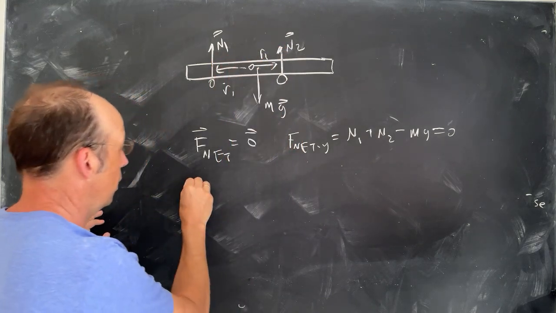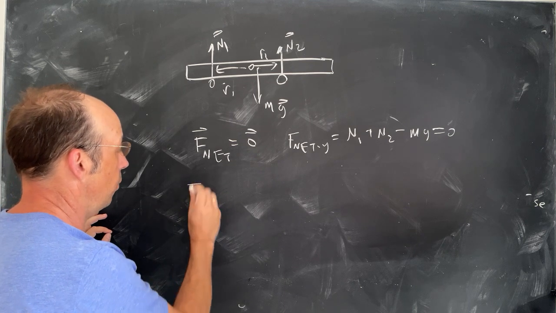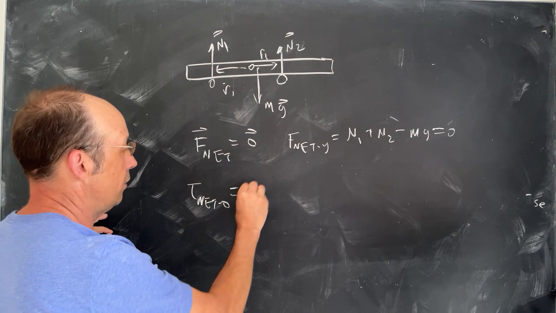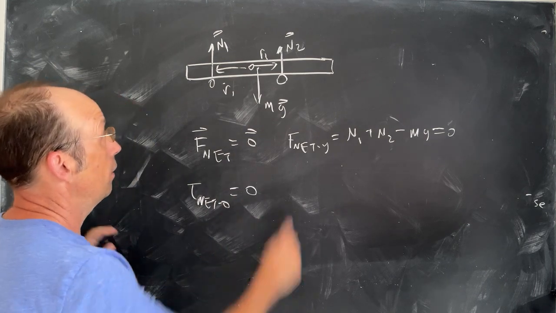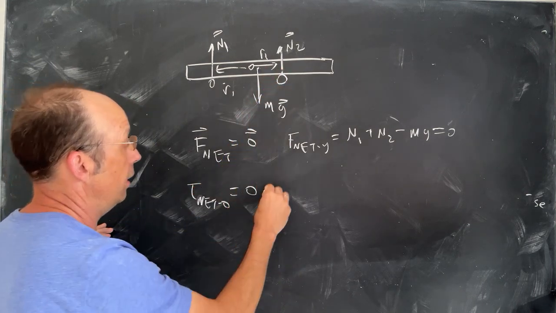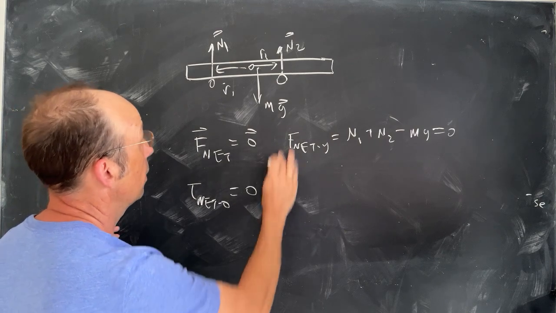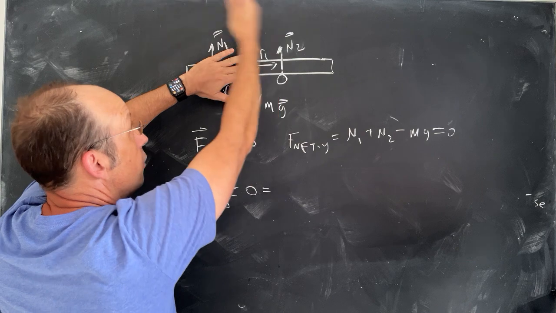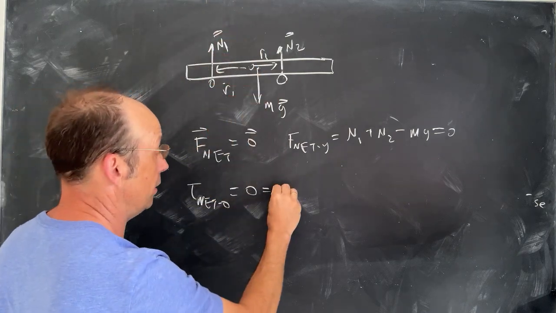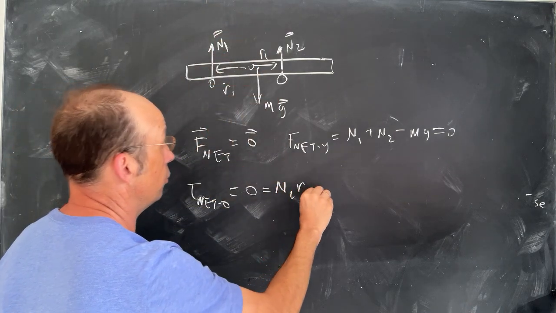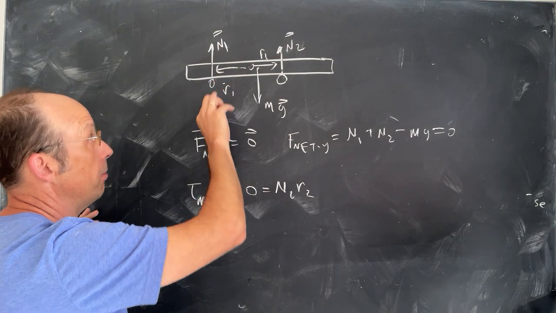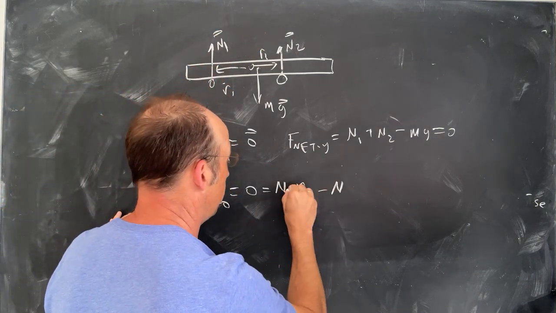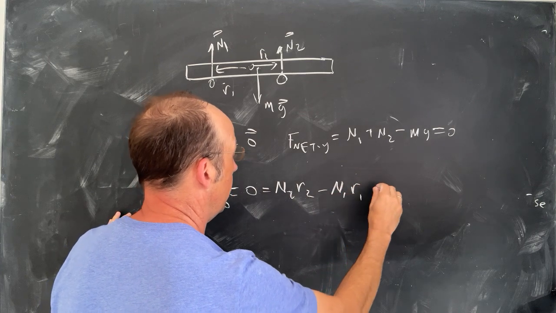So the net torque about that point is equal to 0 because it's in equilibrium. The torque due to this finger is counterclockwise, right? It would make it want to rotate this way, which is counterclockwise, so it's positive: N2 R2. Then the torque from this one is going to make it rotate that way, so it's negative: minus N1 R1 equals 0.